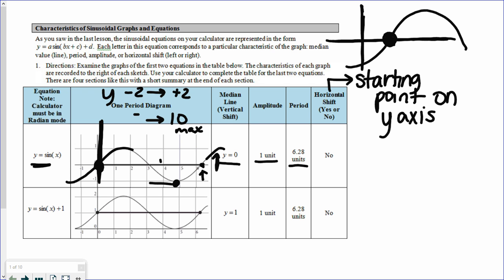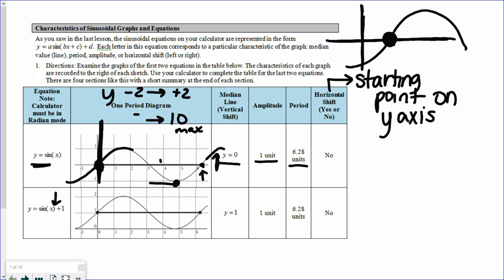The next one, that one's also done for you. Y equals the sine of x, and make sure you close your bracket here, and then outside the brackets, plus 1.